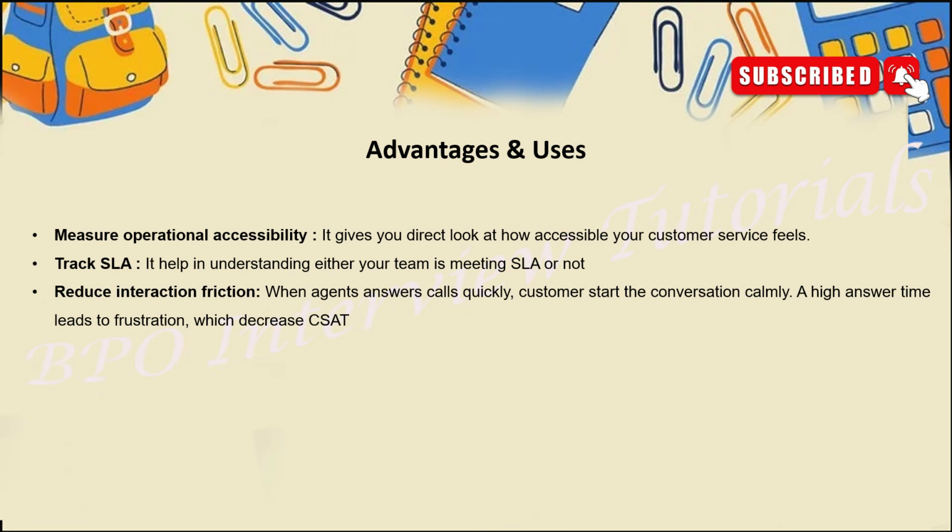Okay, let's go with the advantages and uses. Basically it gives you a direct look at how accessible your customer service feels, and how much less time you have to give answers to the customers who are on the waiting queue. It also helps in tracking the SLA accurately and reducing interaction friction. When agents answer the call quickly, customers start the conversation calmly, and if they are waiting in a queue for 5 to 10 minutes, definitely there is a high chance of getting DSAT. So this is all about ASA, which is average time to answer.